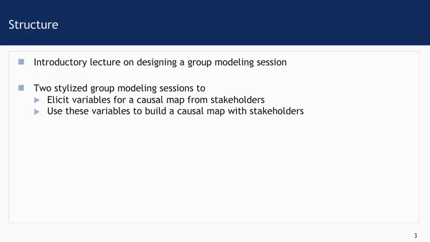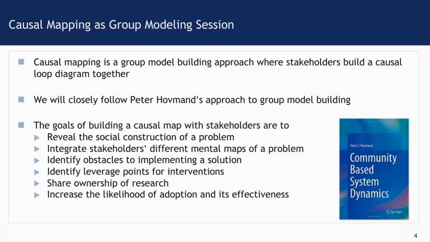In the first animated workshop session, we will elicit variables from stakeholders that we can use for building a causal map. But the most important part is the second animated workshop, where we will use these variables to build a causal map with stakeholders. Causal mapping is a group model building approach where stakeholders build together a causal loop diagram that explains what drives a particular problem. For planning and conducting our group modeling session, we will closely follow Peter Hoffman's approach. You can find references to his work in the course material.